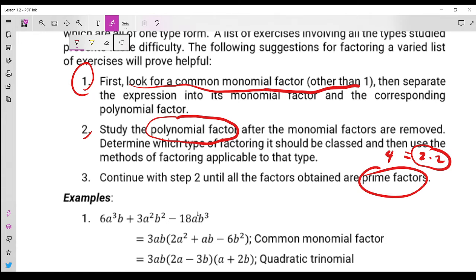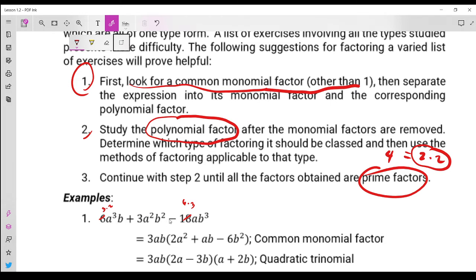So, we don't know what category or what class this one is. Is this PST, GQT? So what we're going to do first is check if we have a common monomial factor in each term. As we can see, we have a common factor, because 6 is 3 times 2 and 18 is 6 times 3, meaning 3 is common for the numerical coefficient, and as to the literal coefficient, we have AB as common.